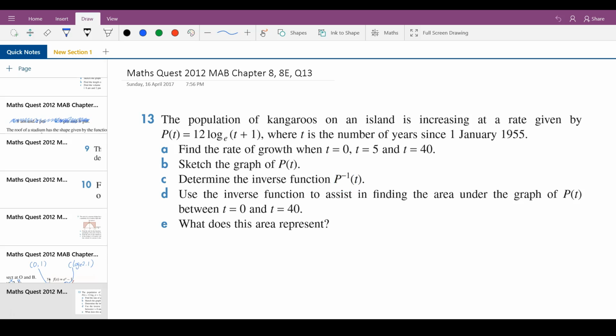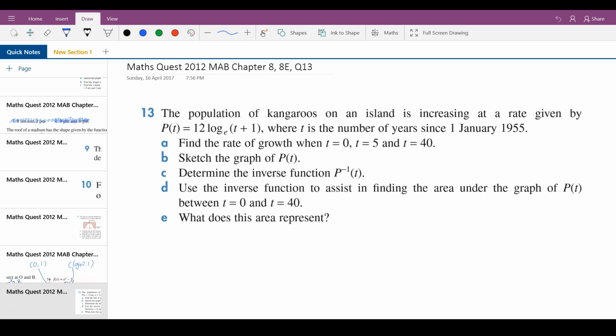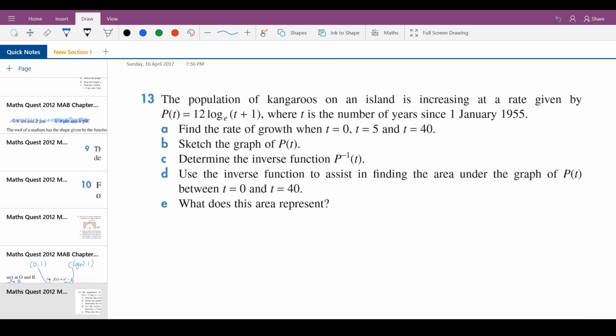Yahoo! Finally, the last question on chapter 8AE, question 13. What can we expect from this question? I don't know yet. Let's go.